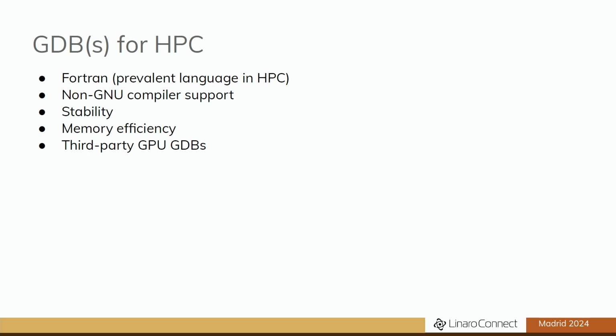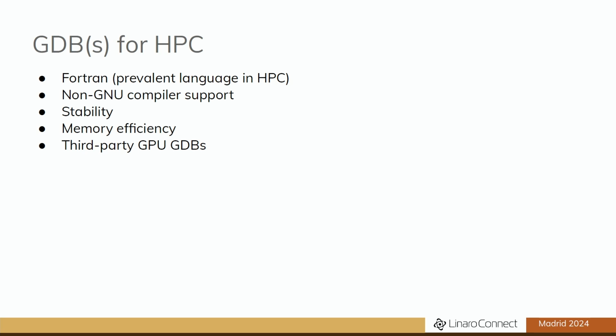However, we've had to modify GDB to make it more amenable to debugging HPC applications. We've had to add additional Fortran support. The upstream support for this language wasn't particularly strong. Also in HPC, you find that you don't just use the GNU compiler collection, you tend to have a lot of third-party compilers in the mix as well, all of which have their own interpretations of the DWARF standard. So we've had to make some improvements in this area.